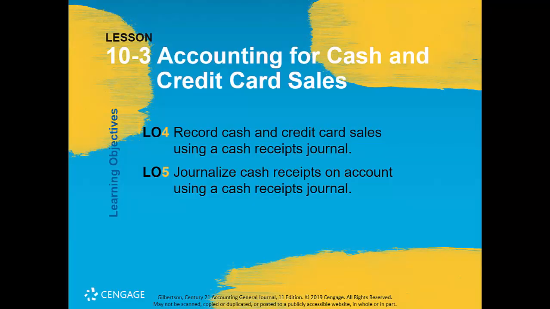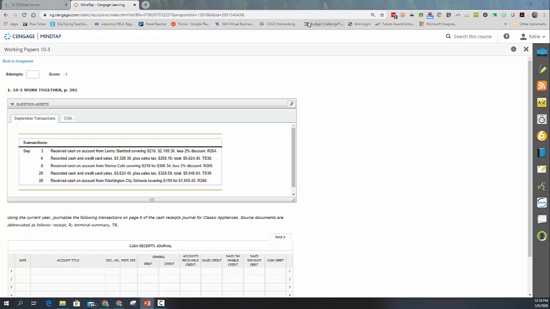We ready to try this? I'm ready. So I have Work Together 10.3 already open. I'm advanced and on top of it today. So it tells us in 10-3 that we're going to use the current year and journalize the following transactions on page 9 of the Cash Receipts Journal for Classic Appliance. Source documents are abbreviated as follows: R for receipt and TS for terminal summary.